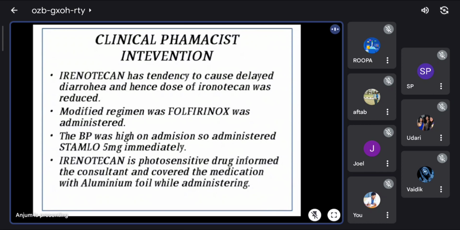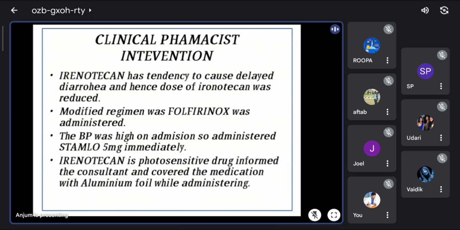Okay, start dose is the first initial dose. After that, if it's still needed, we will continue, or else if it's not needed, we won't give the drug further. So next was irinotecan. This drug is photosensitive. So whenever a drug is photosensitive, after diluting it, we wrap it in aluminium foil or silver colored foil, and then we give it.